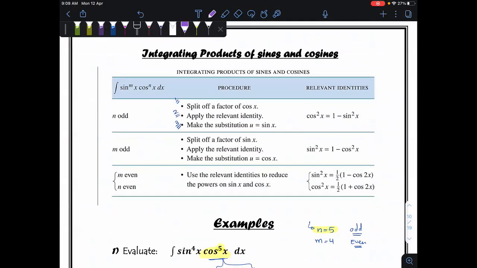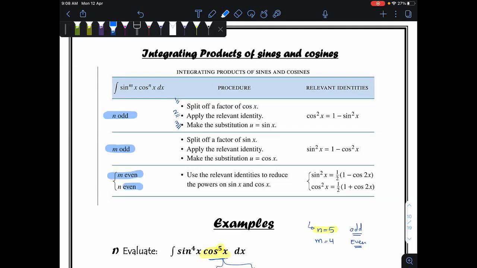This table: sine to the power of m times cosine to the power of n. If n is odd, the exponent of cosine, we split a factor of cosine and apply the relevant identity, and make the substitution u equals sine x. Second case, if m is odd, the exponent of sine is odd, split the sine. So we always split the one whose power is odd, use the relevant identity and use u substitution.